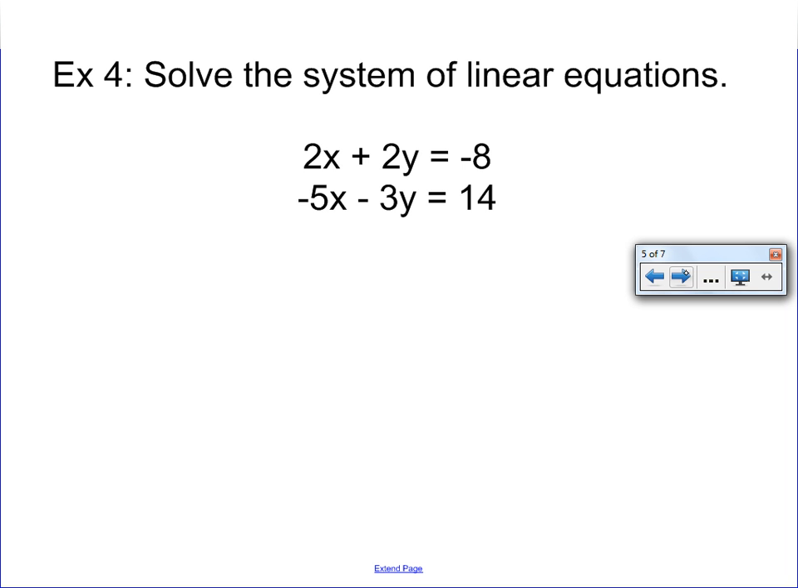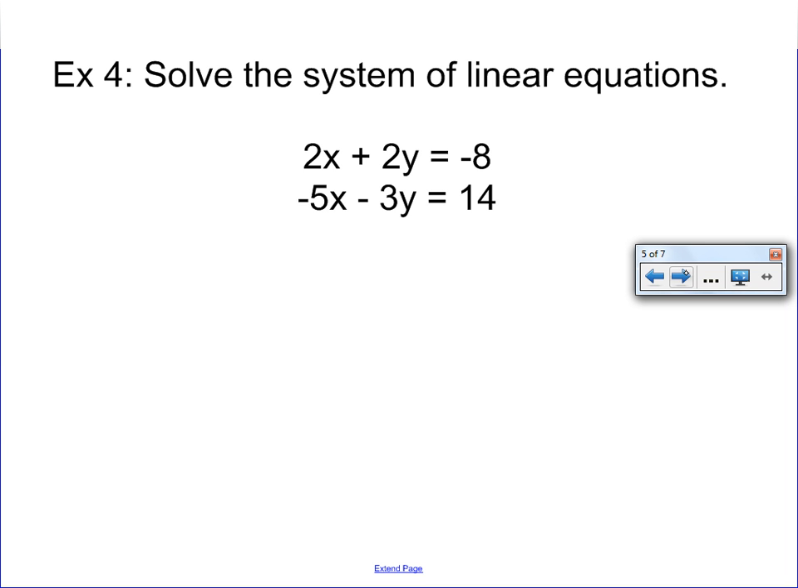Solve the system of linear equations. Do I have both equations in standard form? Yes. Now, do I have two coefficients that are opposites? I have 2 and negative 5 with my x. I have 2 and negative 3 with my y. So, neither of those are opposites.